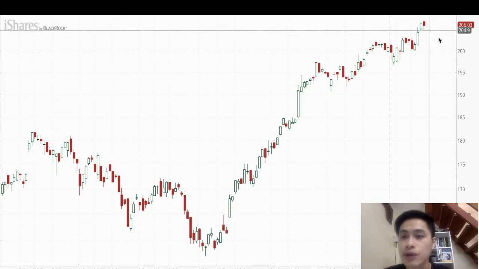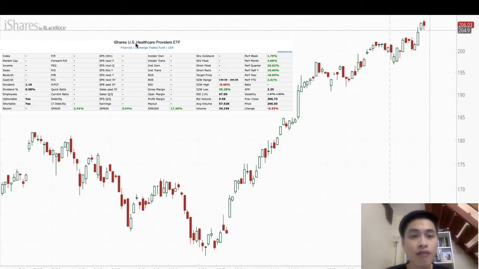So first, let's say we want to enter our stock at around here. Remember, we want to determine the lowest price first. So the lowest price for this candlestick is at the bottom of the wick. So it's around 204.9. Then the second thing is to figure out what is the ATR of the stock.